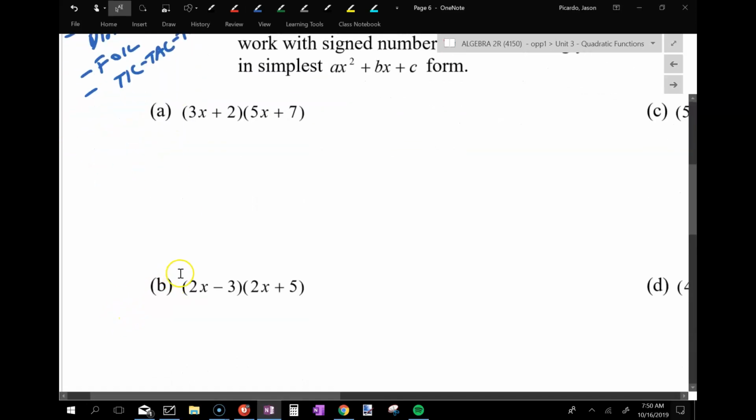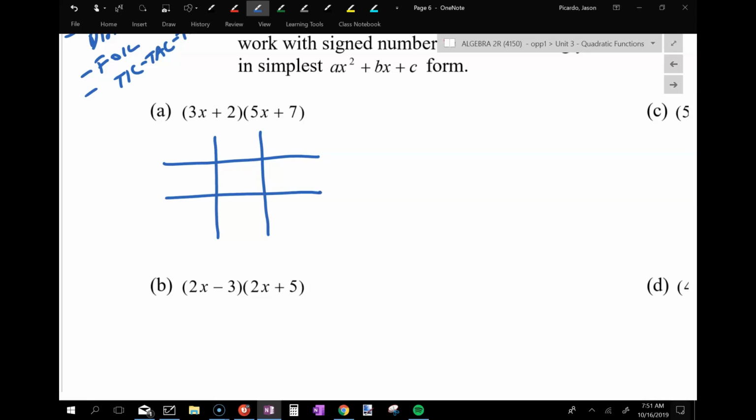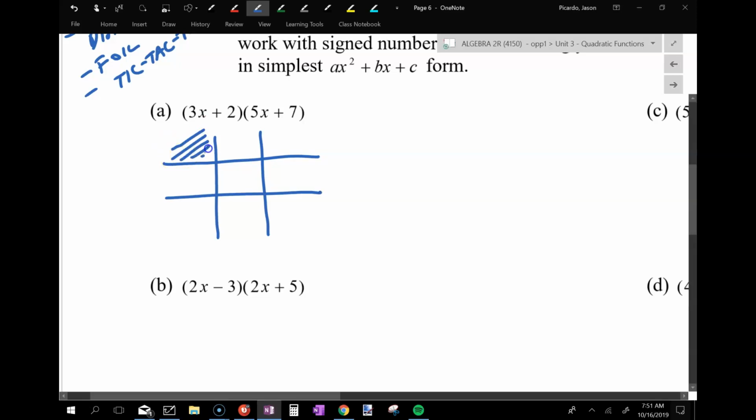It's super, super easy. How many terms? 2. How many terms? 2. However many terms are here and however many terms are here always tells you how many lines you're going to draw. So I have 2 terms and 2 terms, so I'm going to do 2 lines down and 2 lines across. If I had 2 terms and 3 terms, I would do 2 lines and 3 lines. Cool? Now what you're going to do is you're always going to cross out that box. That box is not used in our method of tic-tac-toe.